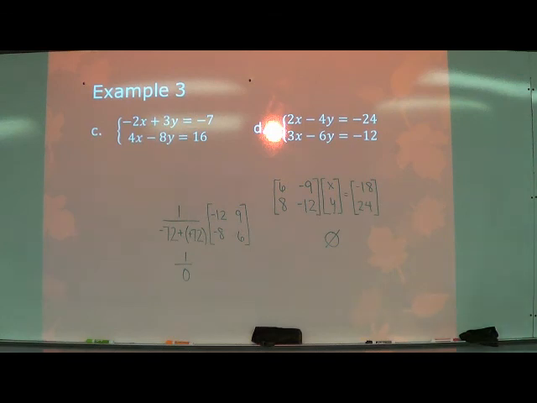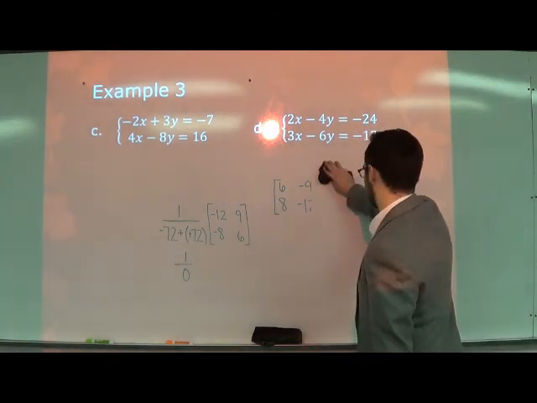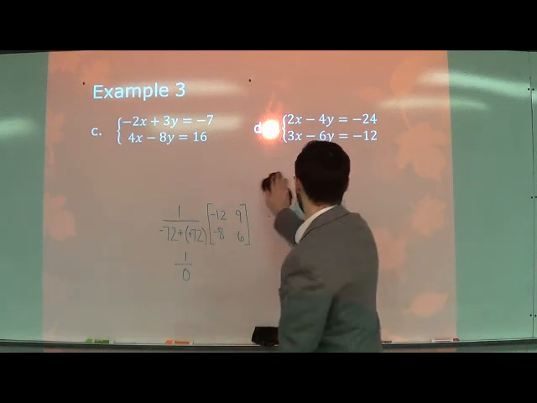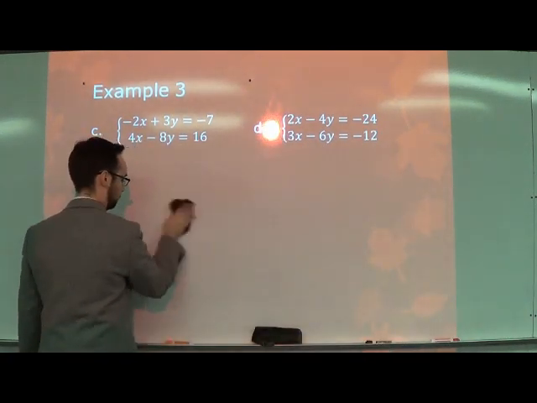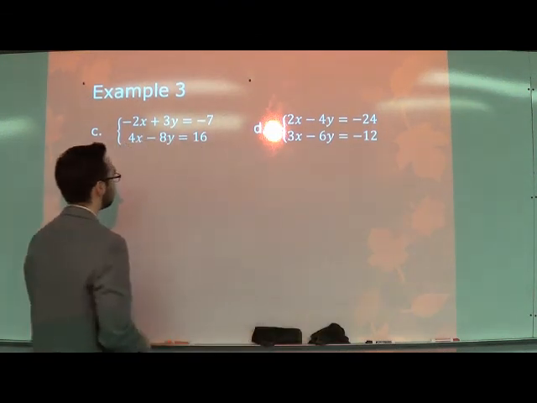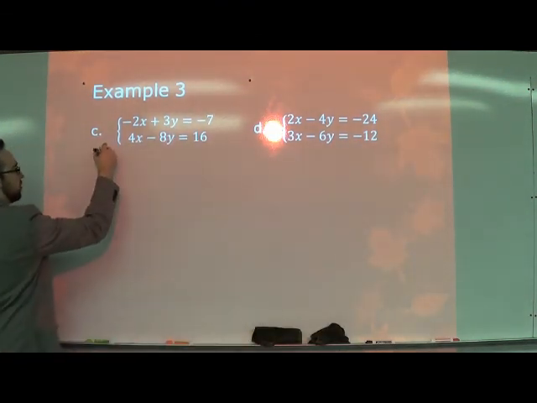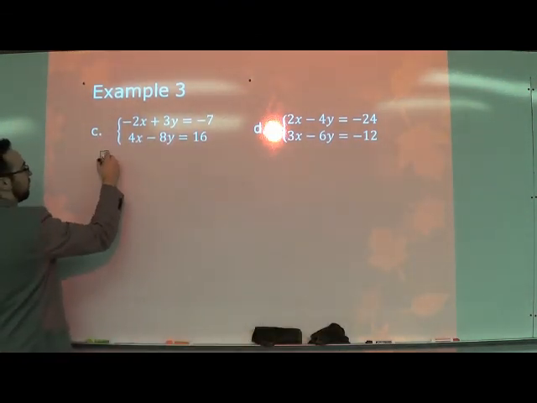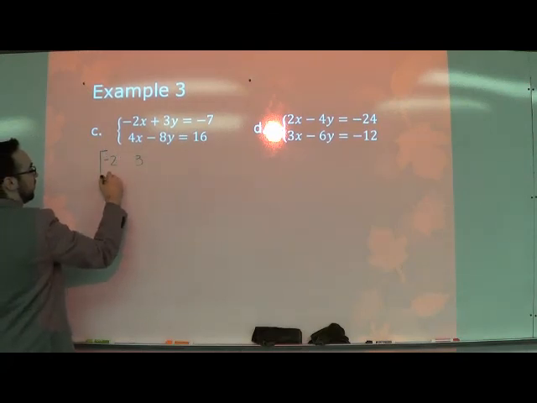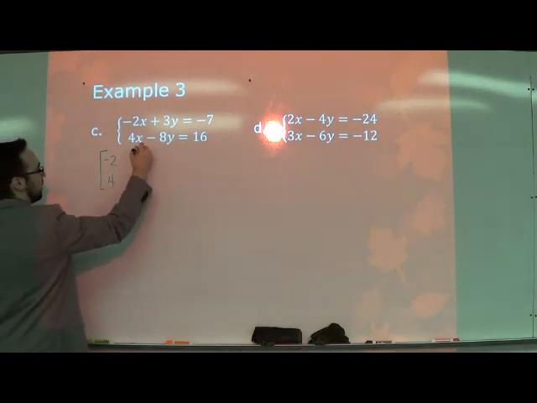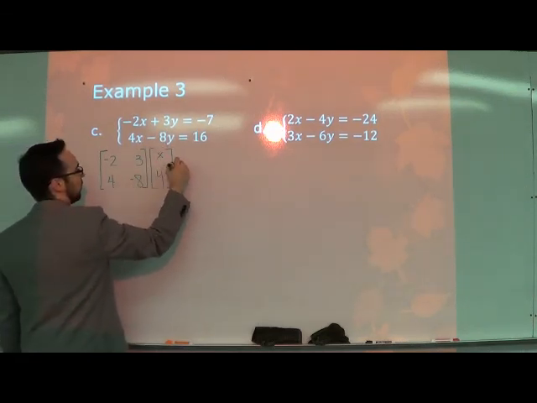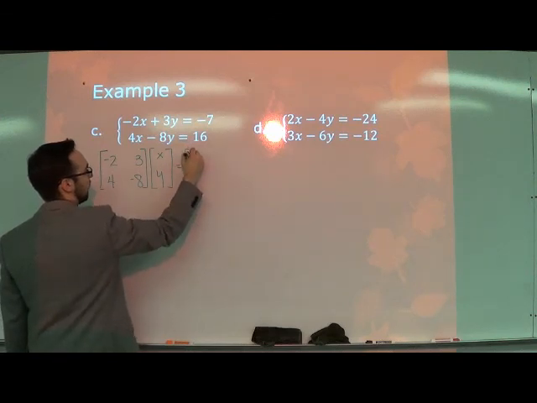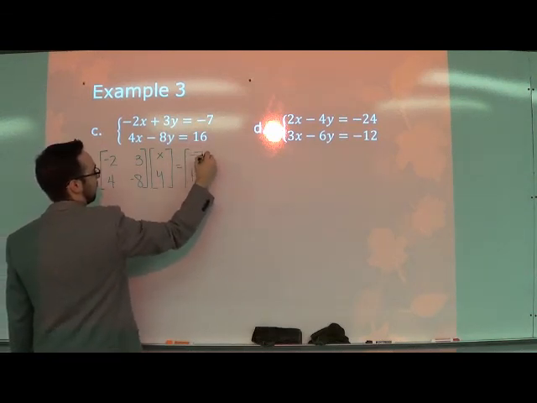So let's go ahead and look at 2 more here, setting up some of these matrix equations and finding inverses to solve. So first, let's set up the matrix equation. So we'll have negative 2, 3, 4, negative 8 times x and y is equal to negative 7 and 16.